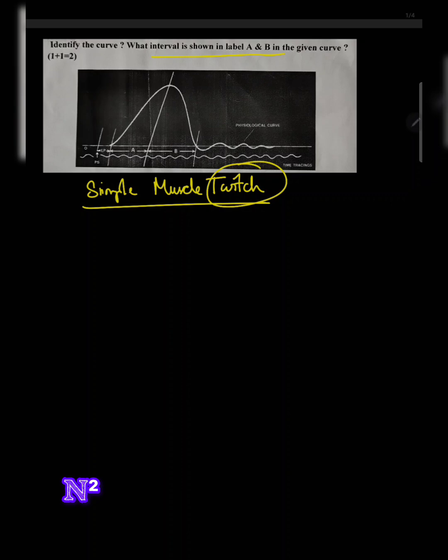A curve is always drawn on a baseline, over which we determine the curve's duration as well as amplitude. Below that we have some sinusoidal waves. These are nothing but the time frame or the time tracing. Now at the beginning of the experiment we get a line over here. This line is showing you the PS point, the point of stimulation.